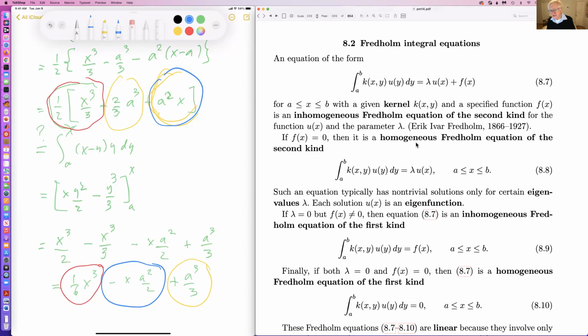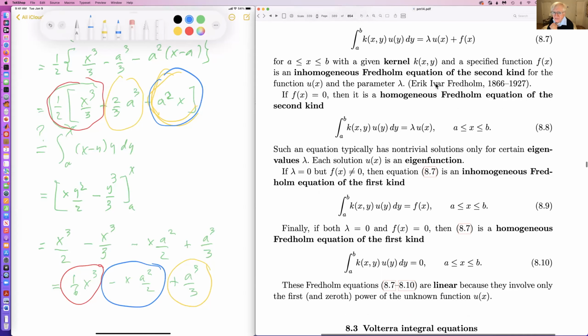So this section is a lot of definitions, and it's good to hear them once or twice. An equation of this form with a given kernel, so you're told what k is, and you're told what f is, is called an inhomogeneous Fredholm equation of the second kind for the function u and the parameter lambda. Lambda is a kind of eigenvalue.